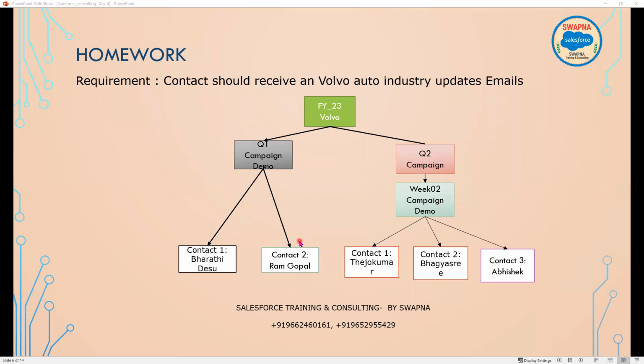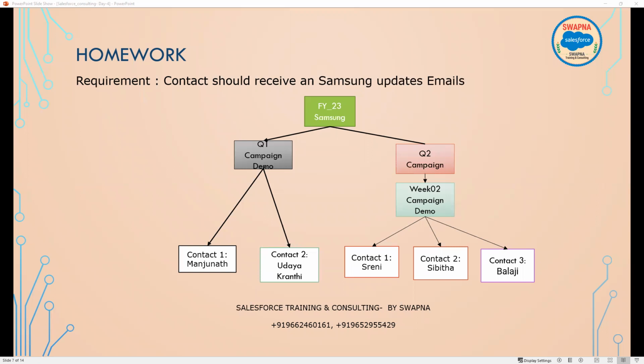Okay. And the third one is Samsung. Samsung is also the same structure. FI_23 Samsung, within that you have a child, which is the Q1 campaign demo. Another child is the Q2 campaign demo. For Q2 campaign demo, we have a week 2 campaign demo. For week 2 campaign demo, we have to send an email to the 3 contacts. And for Q1 campaign demo, we have to send an email to the 2 contacts.